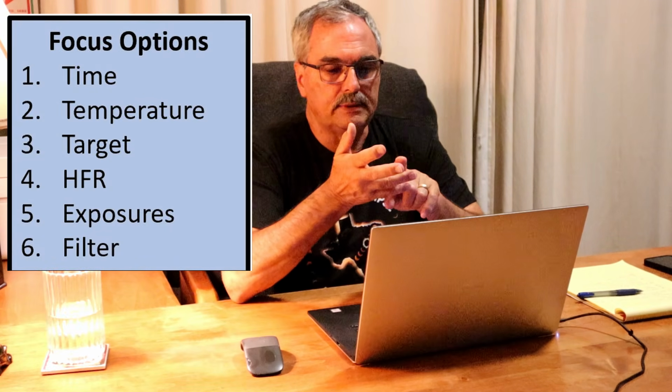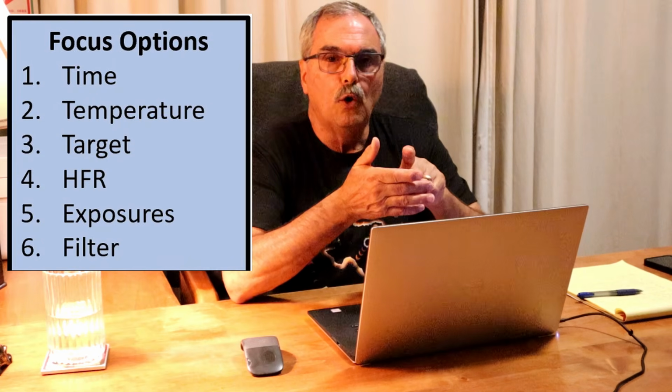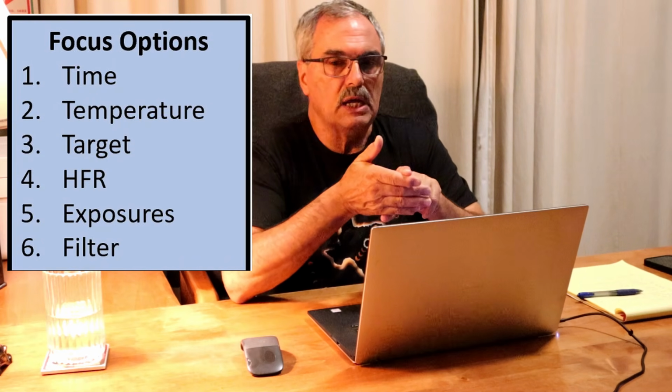And we can also force a refocus when the half-flux radius of the stars in our image increases by more than a certain amount. So there's a number of different triggers that we can use to refocus throughout the night based on time, temperature changes, target changes, or degradation in the size of the stars in our image, the half-flux radius. That gives us a lot more control than we have, obviously, with the Seestar. If we want to get the best possible images we can with the Seestar, we need to start with and maintain the best possible focus throughout the night.